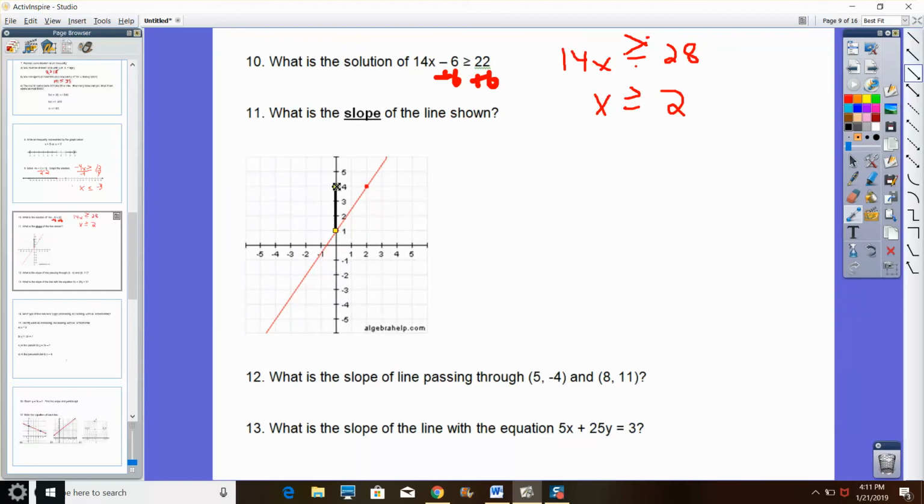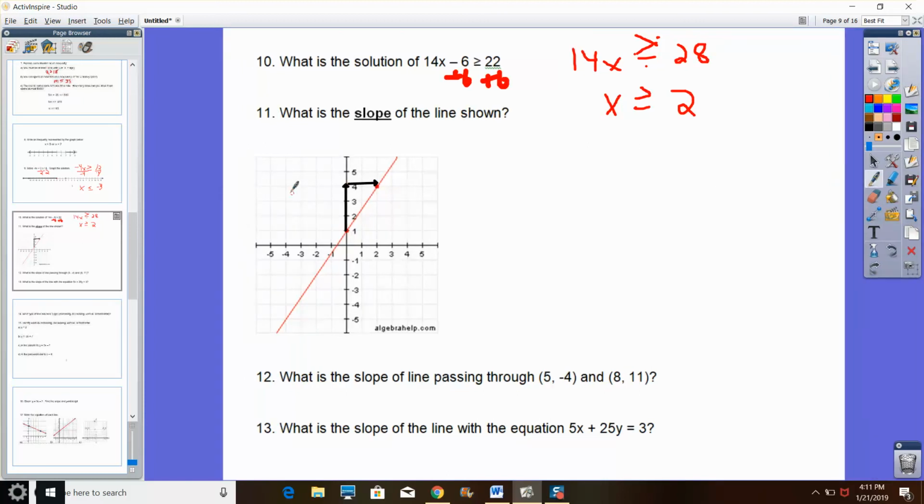So in this case, I'm going to go up 3, and then I'm going to go over 2, right? When we find slope, the quickest way to do that is just to do that up 3 and over 2. So the slope here is 3 over 2. M equals 3 over 2. So that's nice and easy.